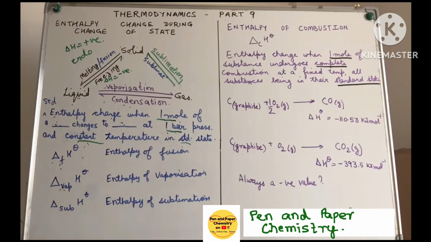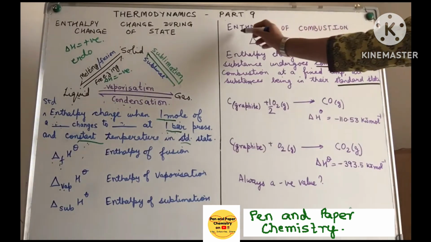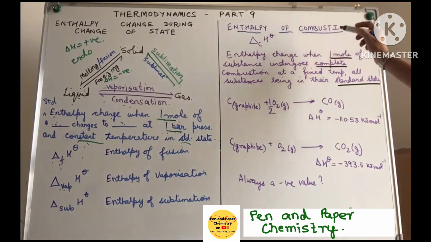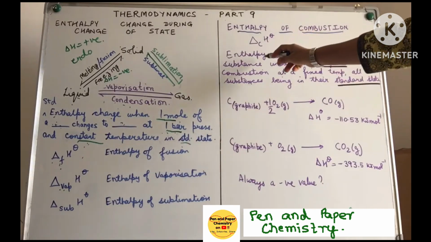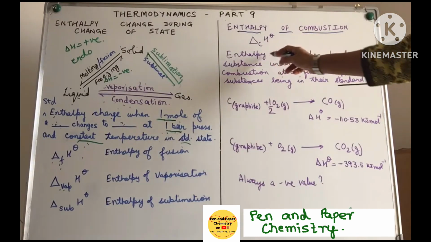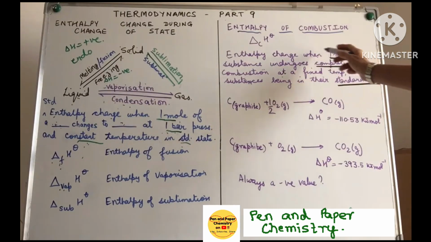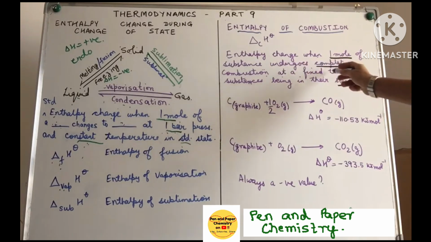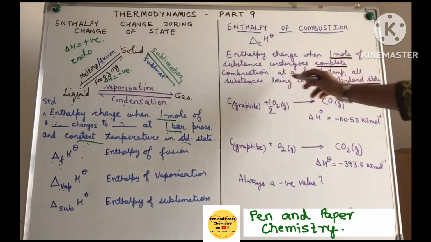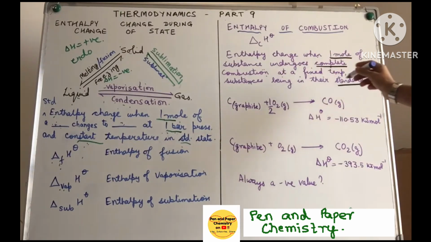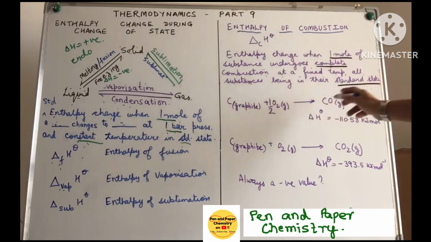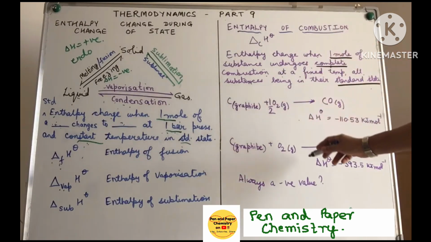Coming to enthalpy of combustion. Combustion is nothing but burning of a substance in an excess supply of air or oxygen. Because I'm saying combustion, I'm not saying incomplete combustion. Let's define it as we have been defining others. Enthalpy change when 1 mole of a substance undergoes complete combustion at a fixed temperature, all substances being in their standard state. Now here, we will justify this definition with the help of 2 examples.